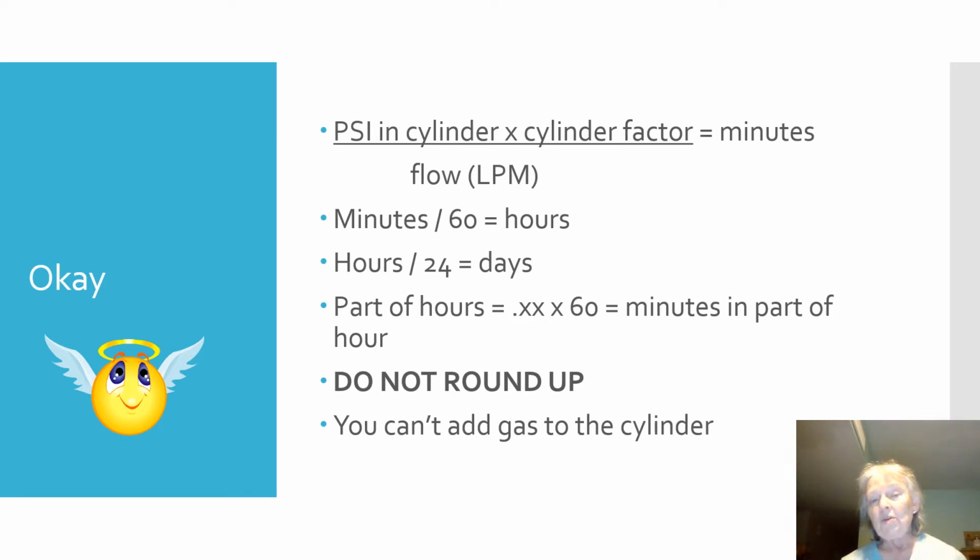So what do you do with the part that's behind the decimal? Well, one thing you can do if you want to, if it's low, say 10, 15 or something like that, toss it. Don't worry about it. If it's 0.5, that's basically almost close to a half hour. What you can do, if it's hours, you multiply by 60. If it's days, then you multiply by 24. So whatever you divide it by is what you're going to multiply, okay? And then remember, you cannot round these up. They have to go down because you can't add any more gas to the cylinder.